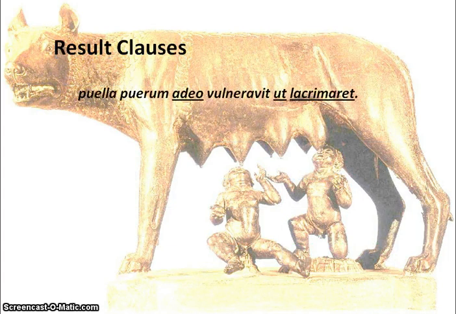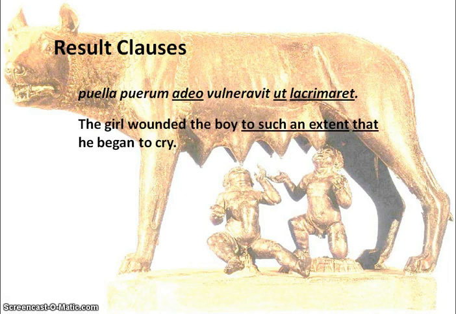Now let's have a look at an example. We have puella puerum adeo vulneravit ut lacrimaret. Now we have underlined here the three things that help us to recognise a result clause. Adeo is our signpost word, followed by ut, and then lacrimaret, we can see there is our imperfect subjunctive. So we translate this as: the girl wounded the boy to such an extent, that's our translation of adeo, to such an extent that he began to cry. So the result of the girl wounding the boy to such an extent was that he began to cry.